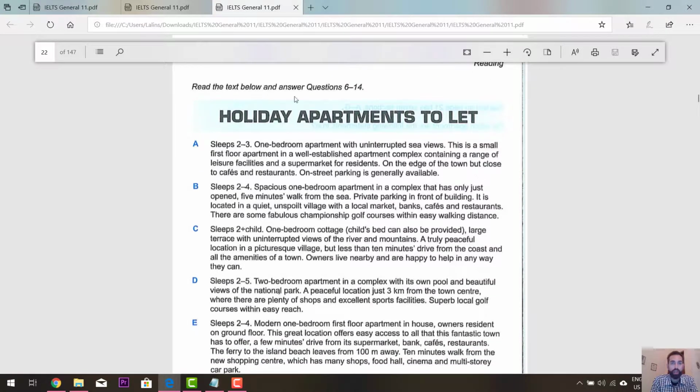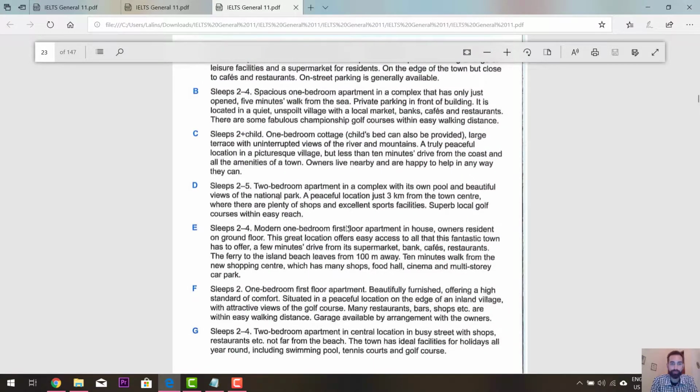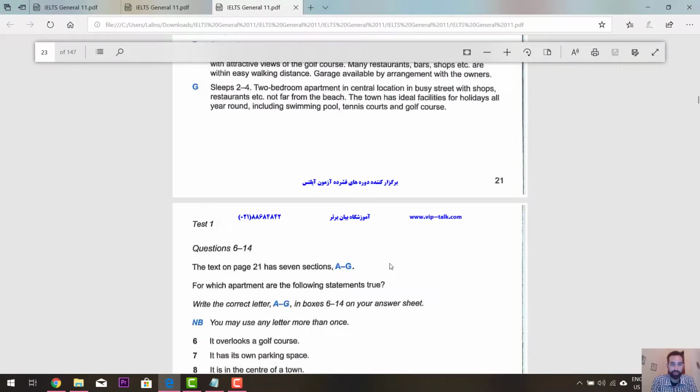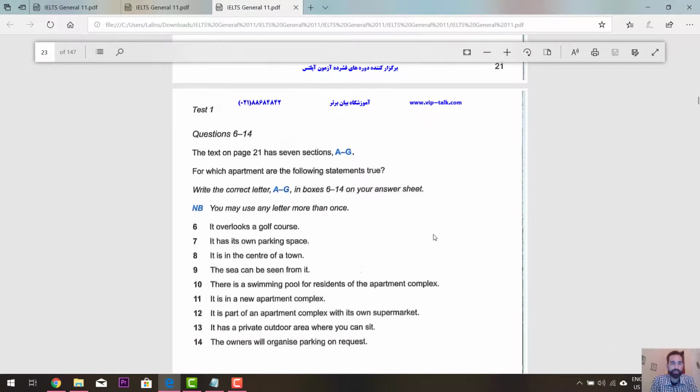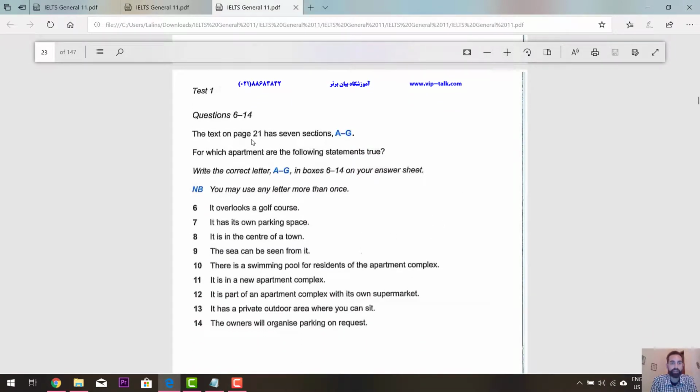Read the text below and answer questions 6 to 14. Holiday apartments to let. Oh, of course, before we start reading through this, let's have a look over the questions. Questions 6 to 14. The text on page 21 has 7 sections, A to G. For which apartment are the following statements true? Write the correct letter, A to G, in boxes 6 to 14 on your answer sheet. And B. You may use any letter more than once.